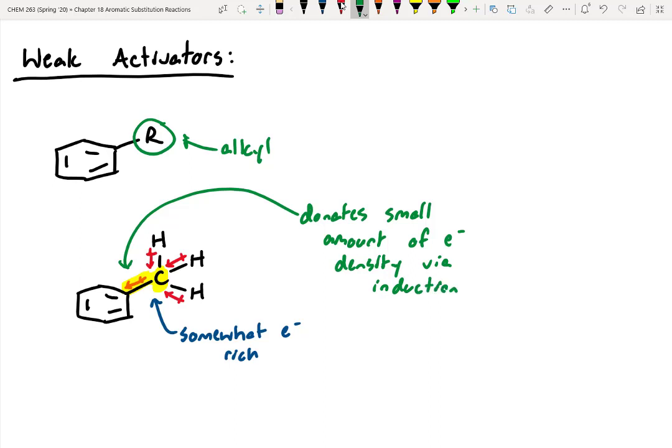All right, so that's kind of the weird example, not nearly as strong as resonance where you're pushing lone pairs of electrons into the ring. This is just a weak inductive force where the carbon being so electron rich can actually share a little bit of that excess electron density into the aromatic ring.